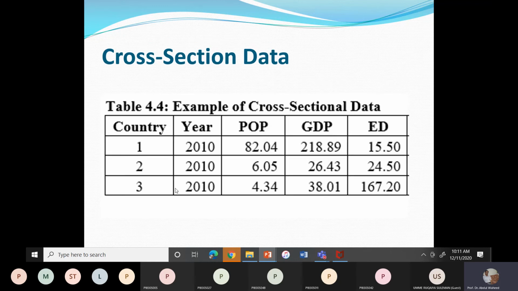This is cross-section data. This is a country, and for 2010, for this country, we have population, GDP, and external debt. So it will be cross-section data. This is also cross-section data: for different countries, we have data for population, and for the same country, we have data for different variables. So it is cross-sectional data.